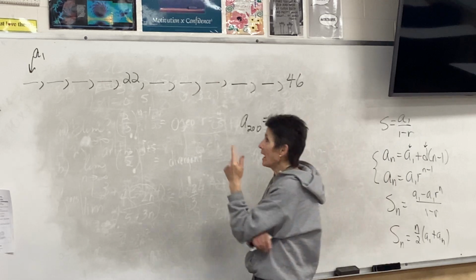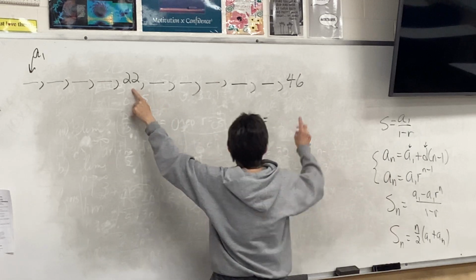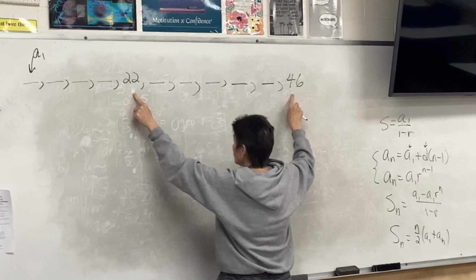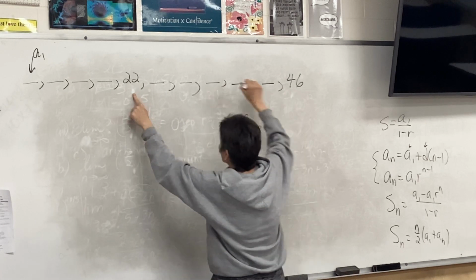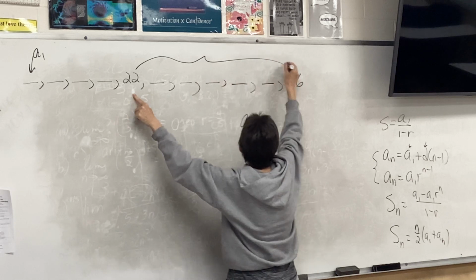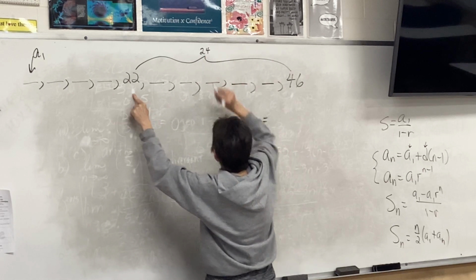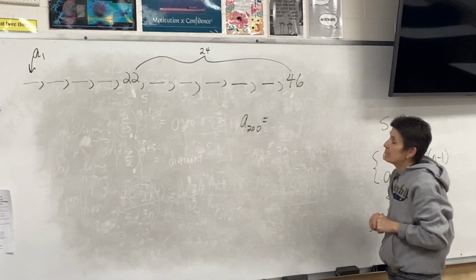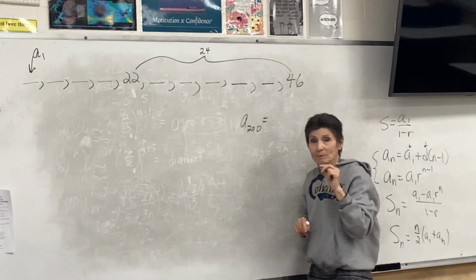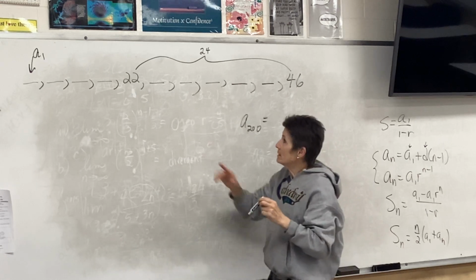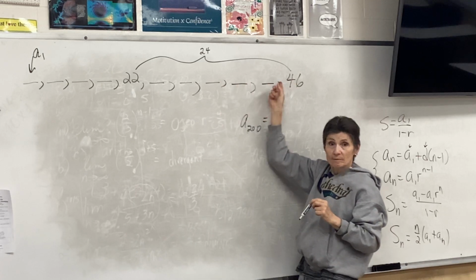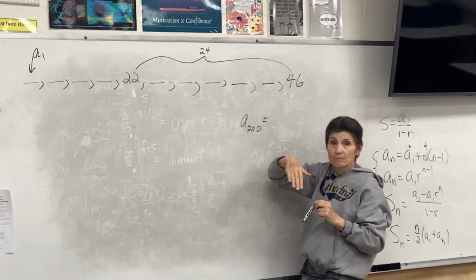I know that I have to get, in this sequence, from 22 to 46. I somehow have to get from 22 to 46. I know that that distance is 24. 46 minus 22. That distance is 24. I know that to accomplish that, I am going to be adding the same number over and over and over again, because it tells me in the problem it's arithmetic.